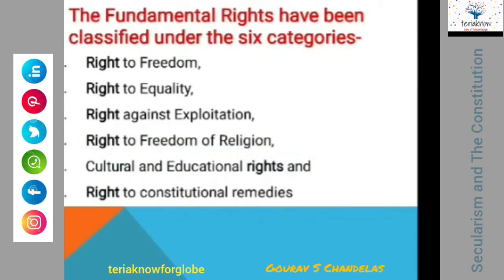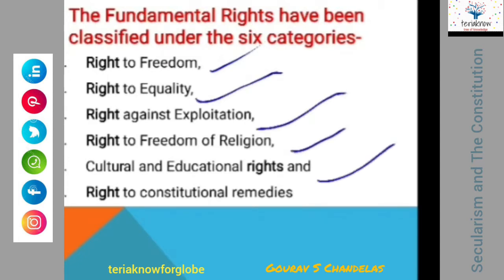Now we will see about its categories. First one is right to freedom. As we know, fundamental rights have been classified under 6 categories: right to freedom, right to equality, right against exploitation, right to freedom of religion, cultural and educational rights, and right to constitutional remedies. Okay, so these are the 6 rights which we are going to discuss in the next slide.